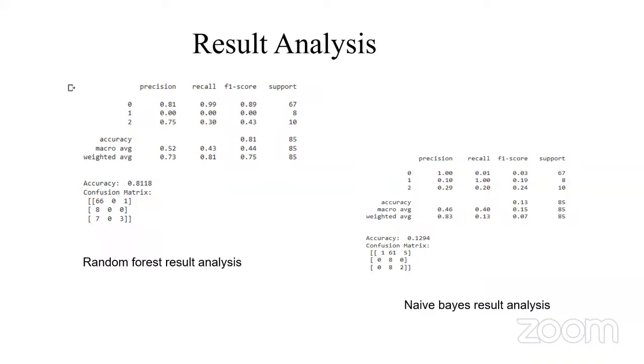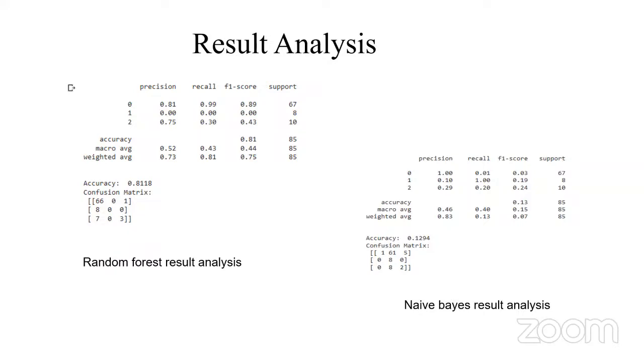Result analysis, first of all random forest. The random forest model performance is good with a precision of 0.81 and a recall of 0.99 for class 0. The performance for class 1 is poor: precision, recall and F1 are 0.0. The random forest model detects 3 out of 10 instances in class 2, with a precision of 0.75 and a recall of 0.30 for this class.